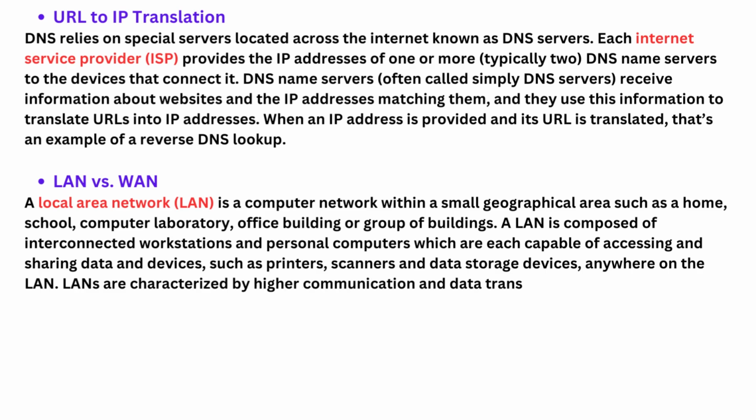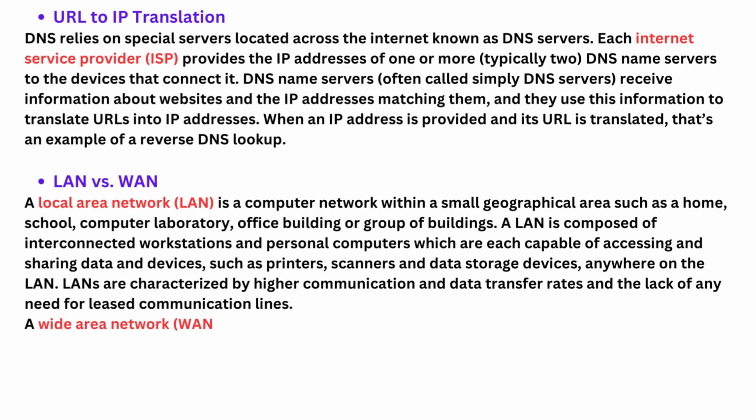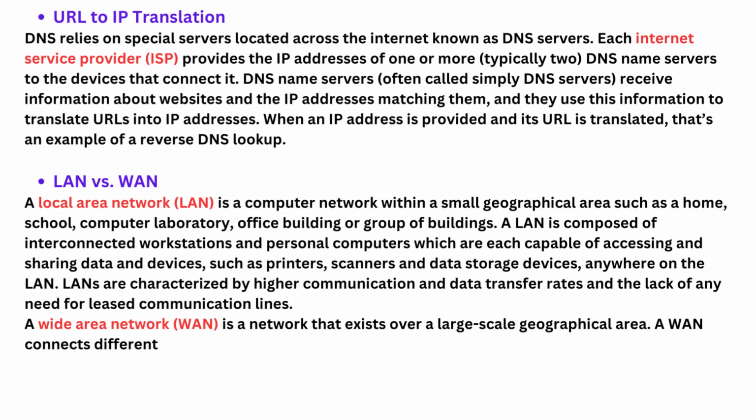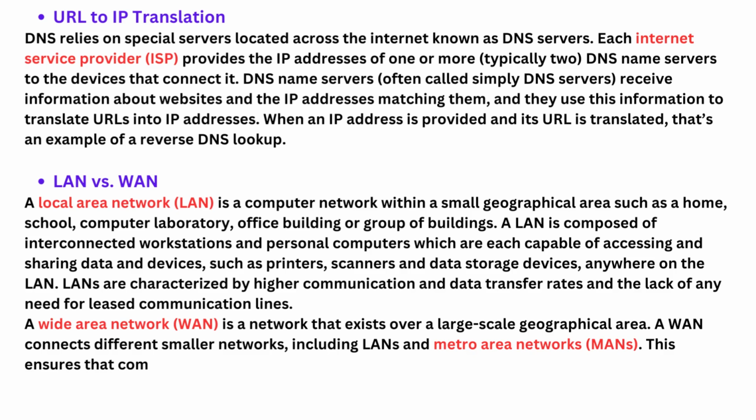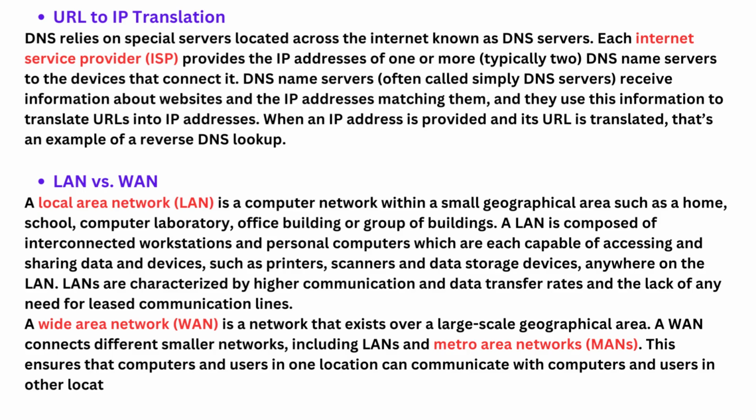LANs are characterized by higher communication and data transfer rates and the lack of any need for leased communication lines. A wide area network, WAN, is a network that exists over a large-scale geographical area. A WAN connects different smaller networks, including LANs and metro area networks, MANs. This ensures that computers and users in one location can communicate with computers and users in other locations.